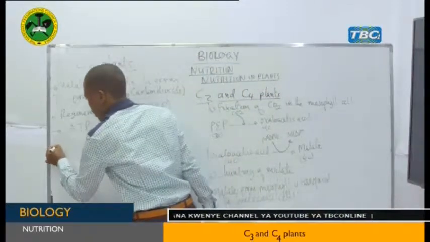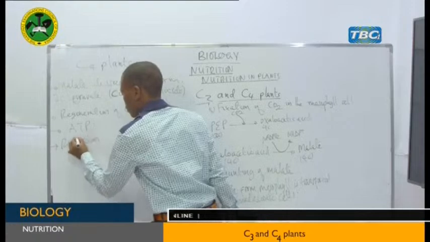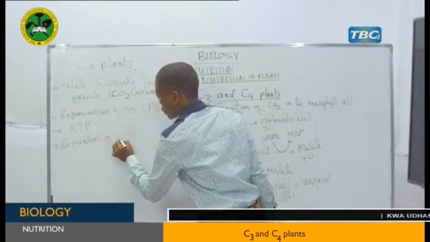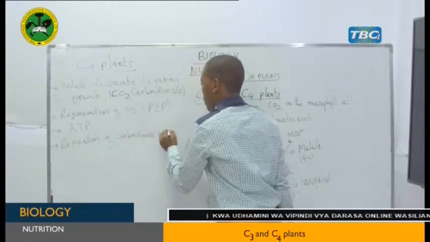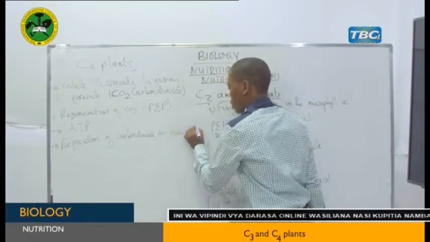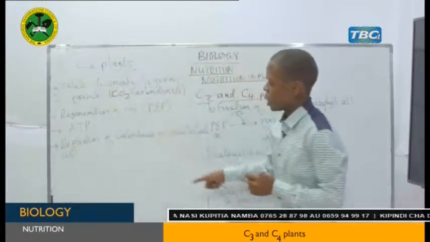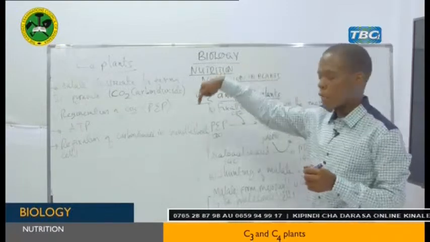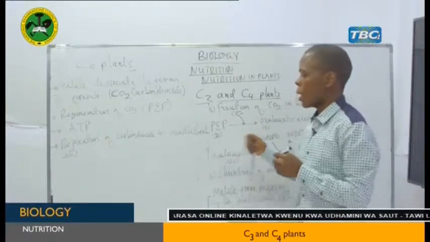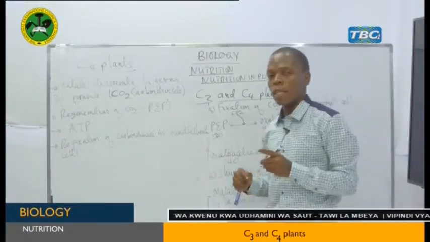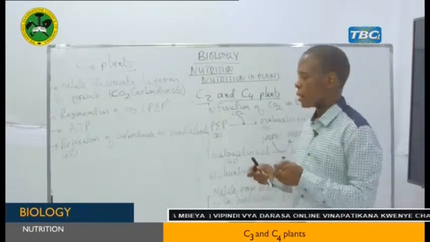The last stage is refixation of carbon dioxide in the bundle sheath cell. It means we're talking about refixation because the carbon dioxide was already fixed in the outer layer of cells, which is the mesophyll cell. Therefore, here refixation occurs again, and that's why we say that in C4 plants, fixation occurs twice, in the mesophyll cells and in the bundle sheath cells.